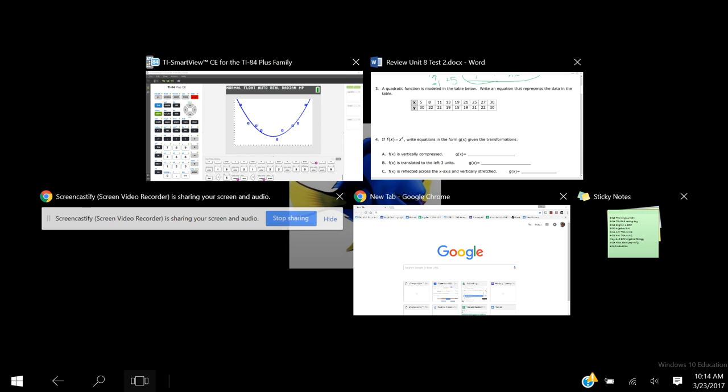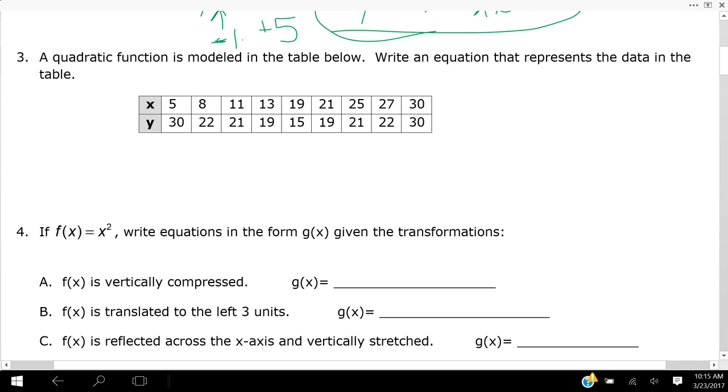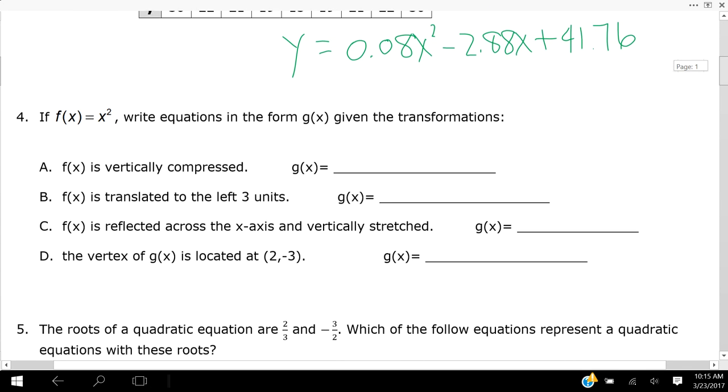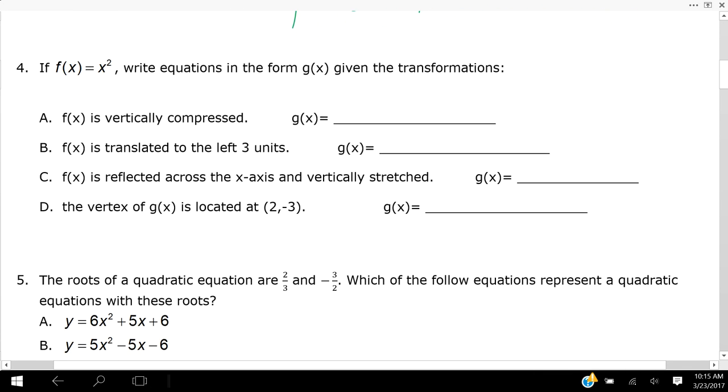So I'm going to go back to my paper. I'm going to write y equals 0.08x squared minus 2.88x plus 41.76. Okay. I noticed when I was checking 8.10 that some people were having a problem finding all the different things that were transformed.